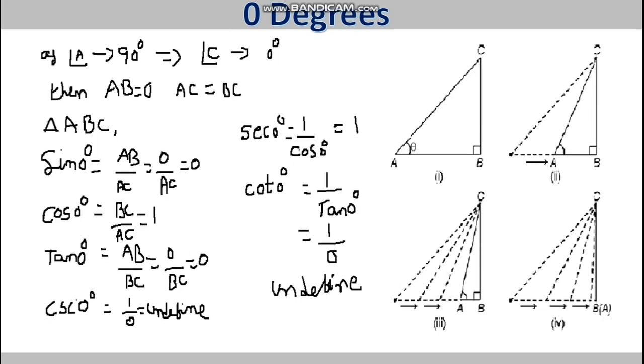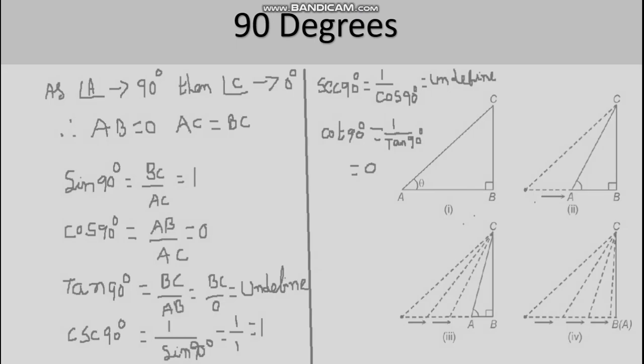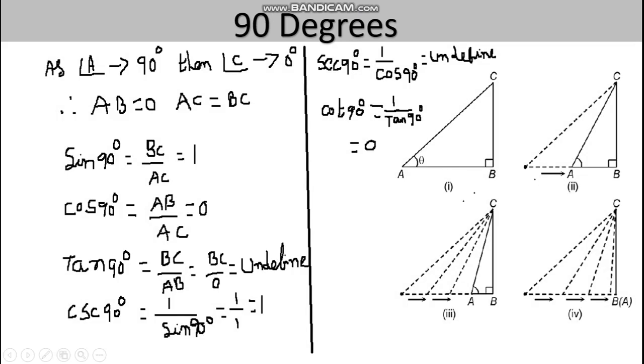Okay, children, now coming to 90 degrees. As A tends towards 90, C tends towards 0, then AB is equal to 0, AC is equal to BC. Now we are going to write the ratios with respect to angle A, that is 90 degrees. So sine 90 is side opposite to 90 by hypotenuse, that is BC by AC, and BC and AC both are equal, so 1. Sine 90 is 1. And cos 90, side adjacent to 90, AB by AC, we know AB is 0, so 0 by AC, 0 by anything is 0.